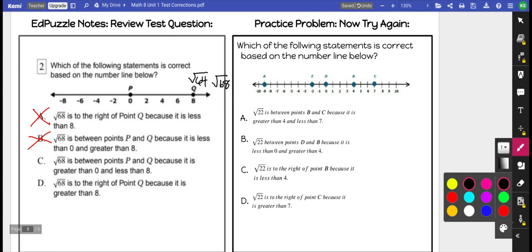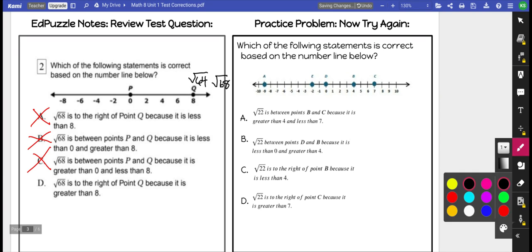C says the square root of 68 is between points P and Q because it's greater than 0 and less than 8. We've already said the square root of 68 is greater than the square root of 64, which is 8. So it's not less than 8. So C is not my answer either.